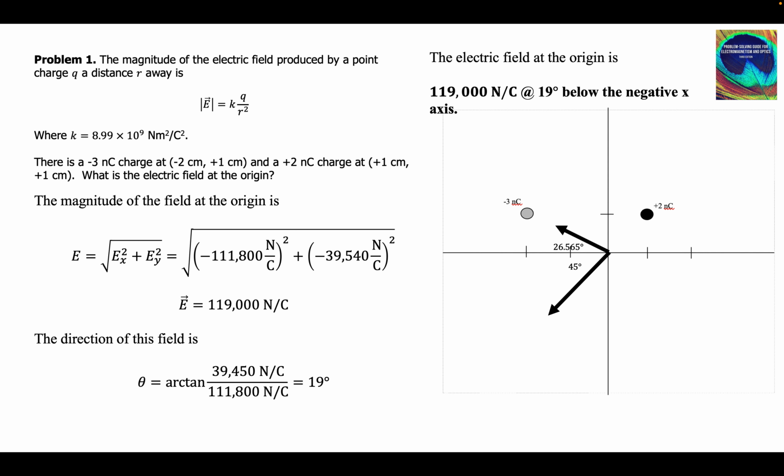It's 119,000 newtons per coulomb at 19 degrees below the negative x-axis. So we can replace these two electric field vectors with one electric field vector, the net electric field vector, and there it is. 119,000 newtons per coulomb, 19 degrees below the negative x-axis. That's it.